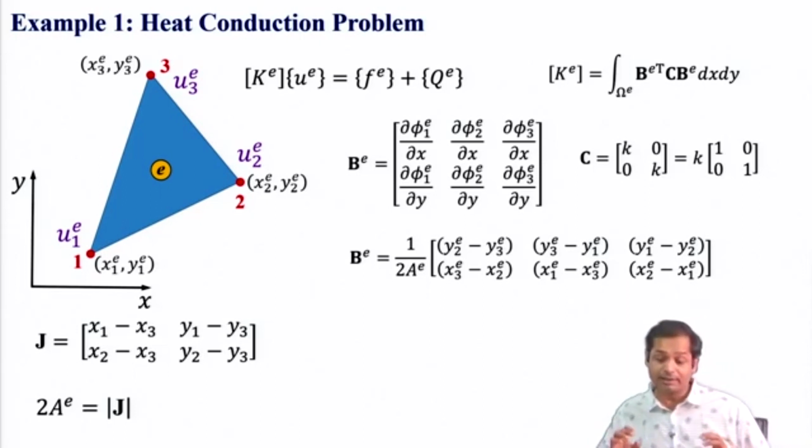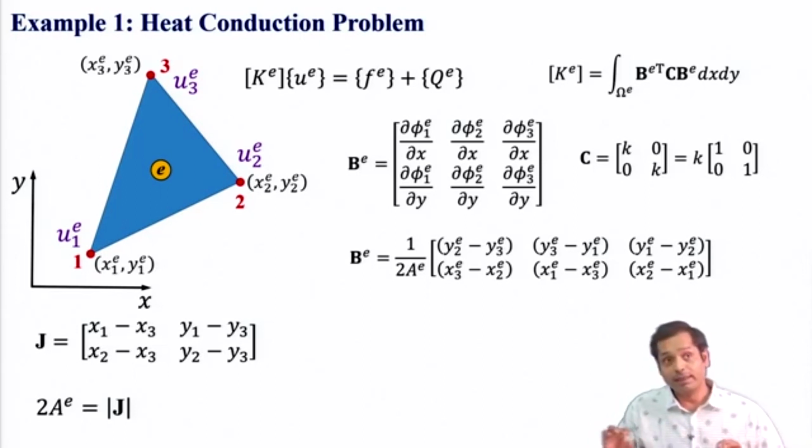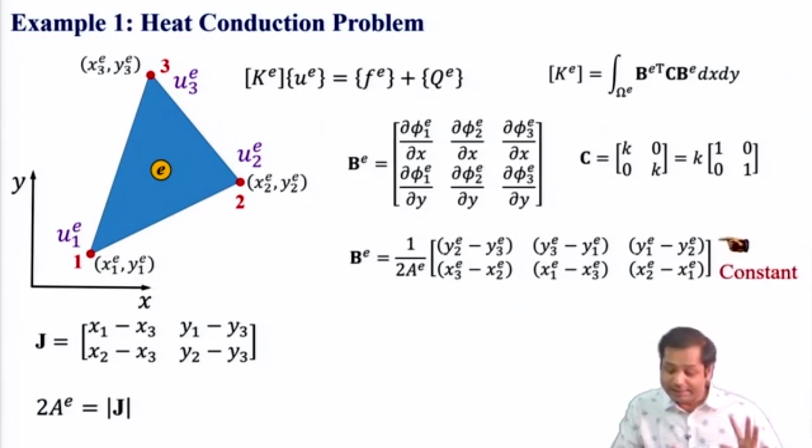This will give you the expression for B, and this is a very interesting expression in a sense. You see, this entire thing B is constant. These are all the nodal coordinates, which are constant. So we see that here the B matrix is not a function of x and y.